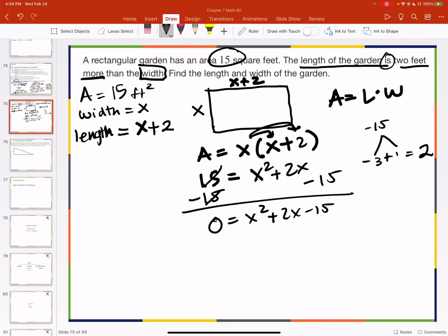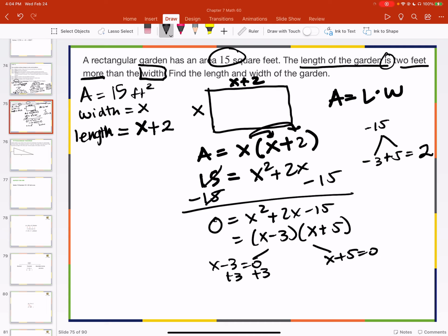Did you say negative 3 and 5? Because if you did, you are correct. So then it factors into (x minus 3)(x plus 5). Zero product property, people. x minus 3 is equal to 0, x plus 5 is equal to 0. We add 3 to both sides, we get x is equal to 3. We subtract 5 from both sides, we get x is equal to negative 5.